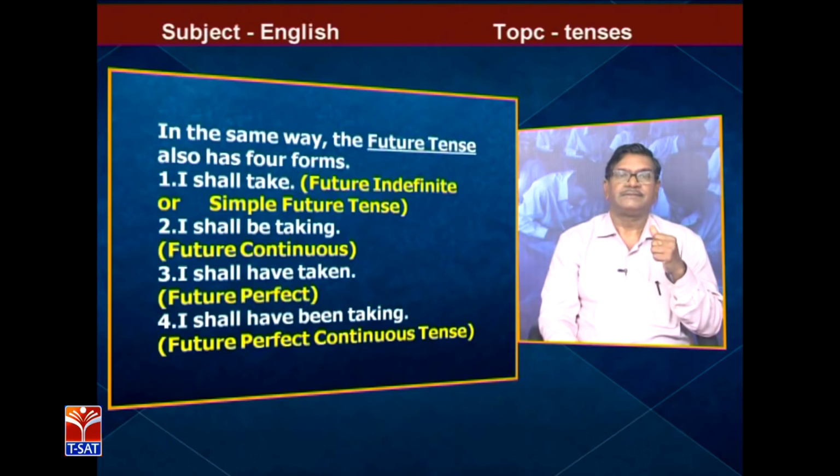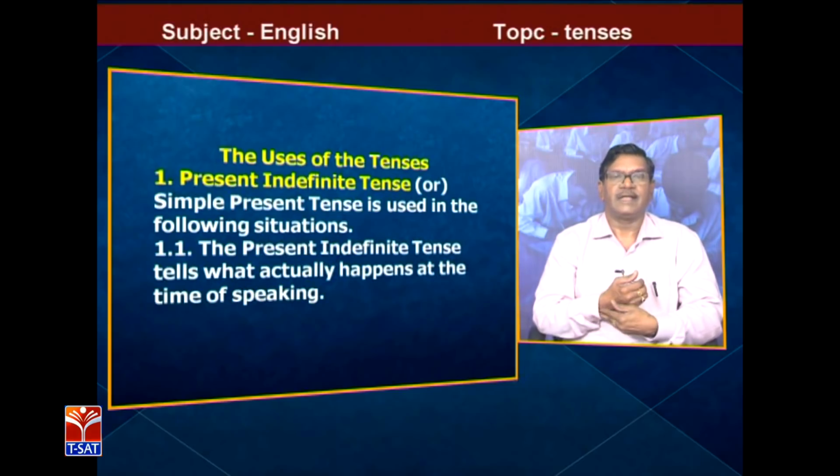So that way, future tense also has got 4 forms. One is future indefinite or simple future. Second one, future continuous. Third one, future perfect. Fourth one, future perfect continuous. So, these are the different tenses again in respect of future tense. Okay? How do we use these different tenses, and where do we use them?